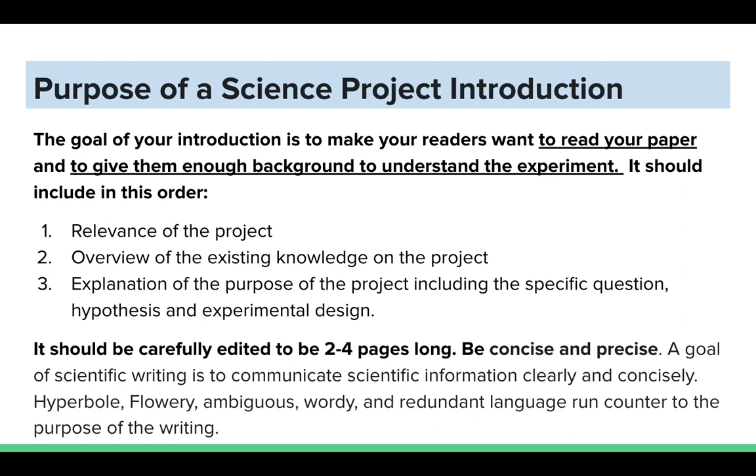It should be a carefully edited 2 to 4 pages long. Be concise and precise. A goal of scientific writing is to communicate scientific information clearly and concisely. Hyperbole, flowery, ambiguous, wordy, and redundant language run counter to the purpose of this type of writing. So be sure that this introduction is well edited, contains everything it needs, and is to the point.